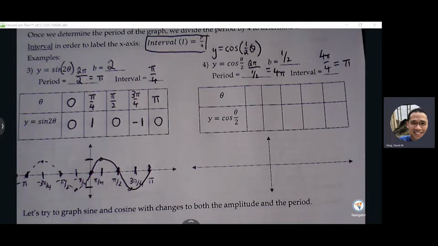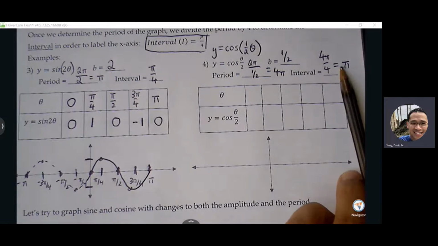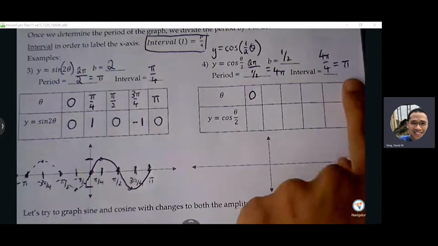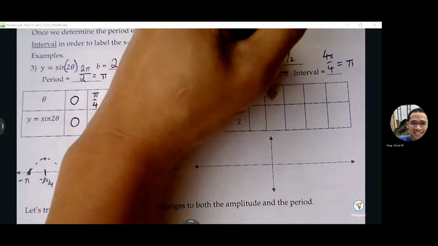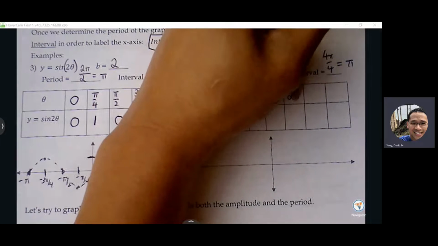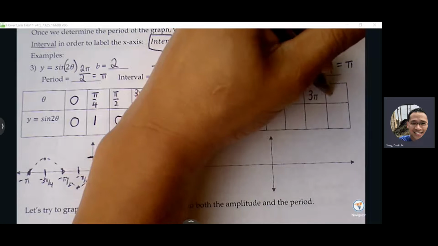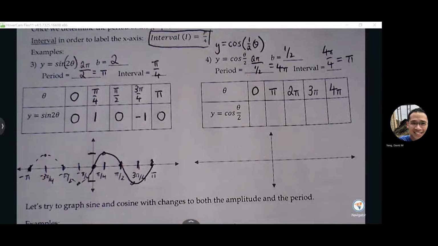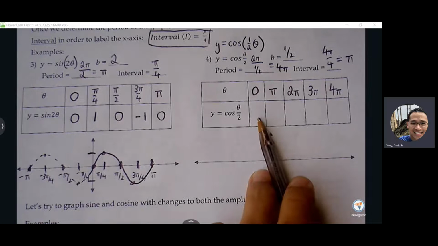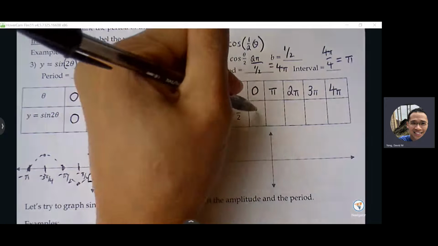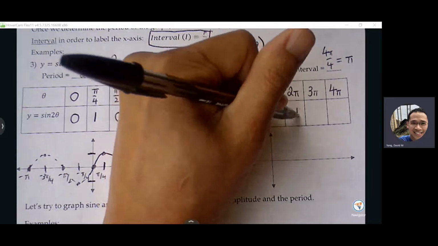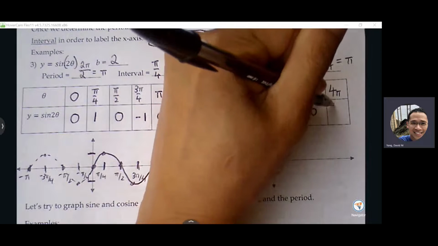So we're going to start at 0, and we're going to keep adding the interval until we reach our period. So starting at 0, we're going to keep adding pi. 0 plus pi is pi. Next, 2 pi, 3 pi. How does the cosine graph start? At 1. It starts at the highest point, makes its way down to the lowest point, and then rises back up.